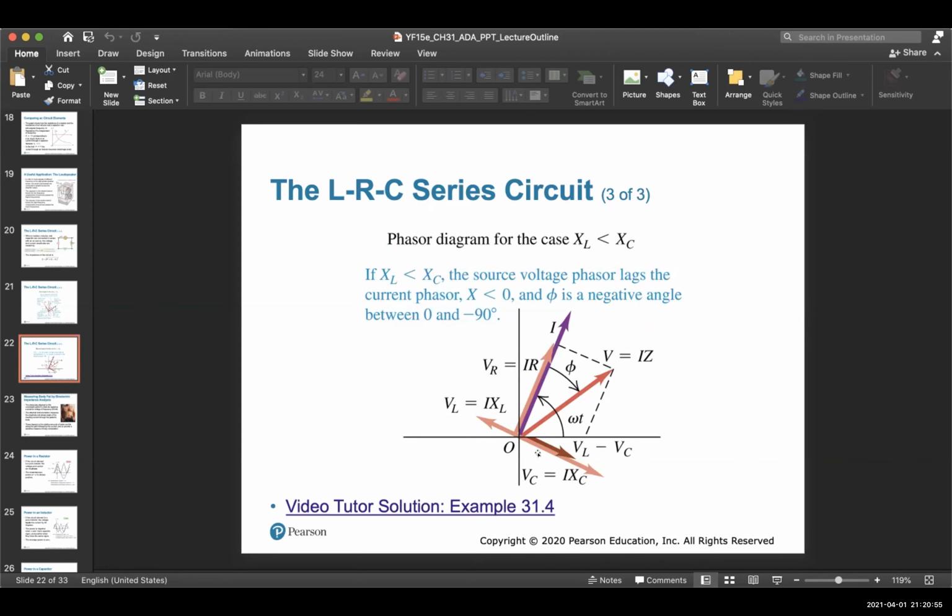If the capacitor dominates, then the angle could be negative, clockwise. And the response in the resistor has its maximum before the response from the source. The source voltage lags the current. Is behind.